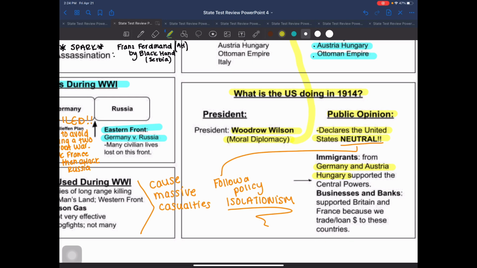And so in their minds, they're supporting those countries, which, a little bit of a spoiler alert here, is not going to be the side we join. We don't join the Central Powers. We join the Allied Powers.